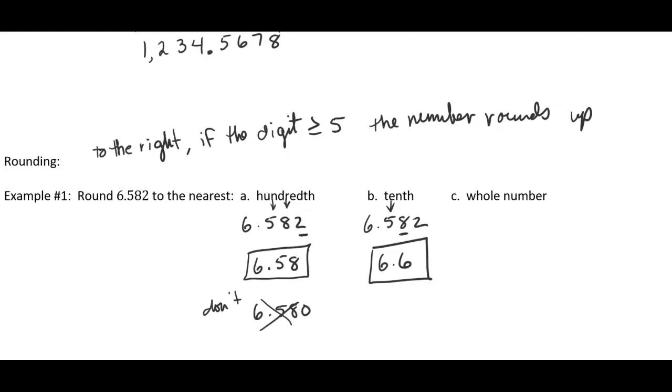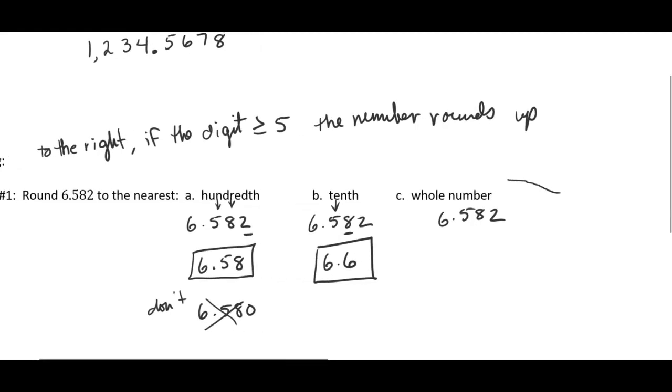And then finally, we take the original number and we're rounding to the nearest whole number, which means the ones. Here's your ones column, or the whole number column. We look to the right, it's a 5. That means it does round up. So to the nearest whole number, we would round that off to be 7. You wouldn't put a decimal point, you would just put 7.